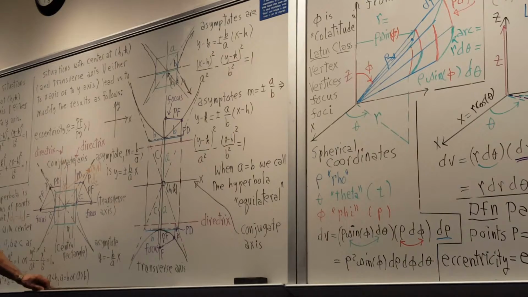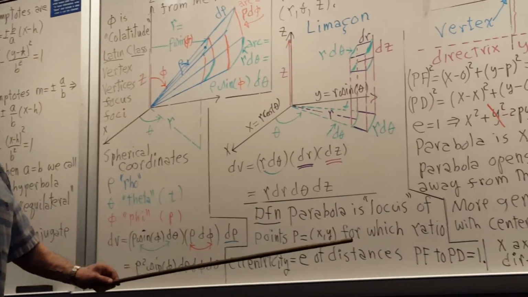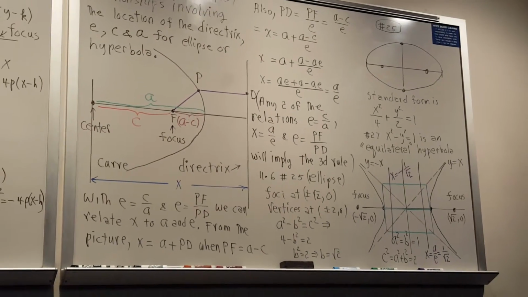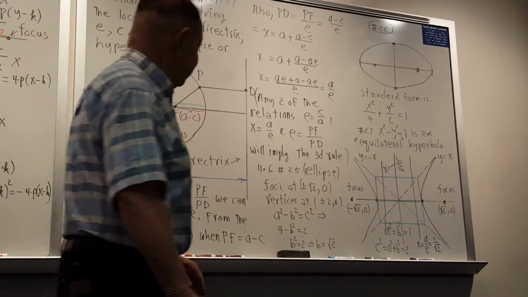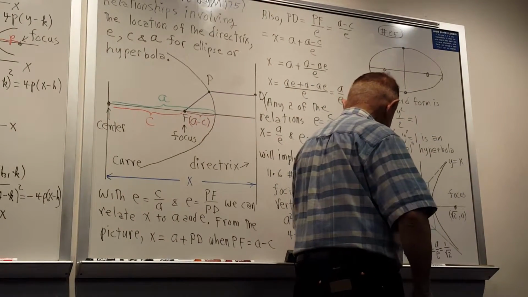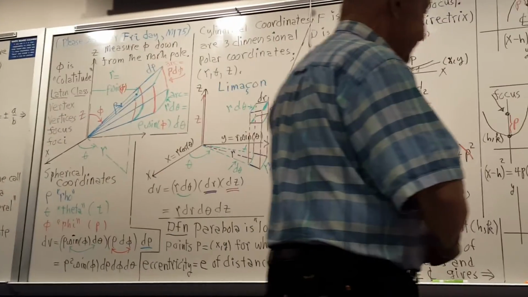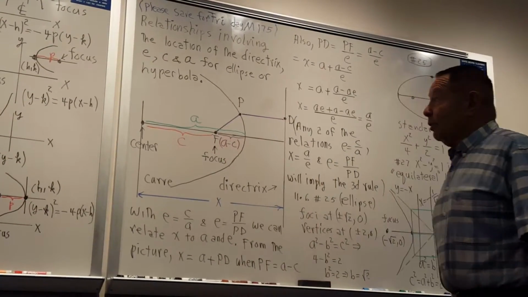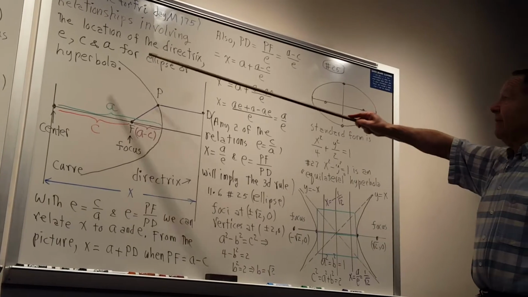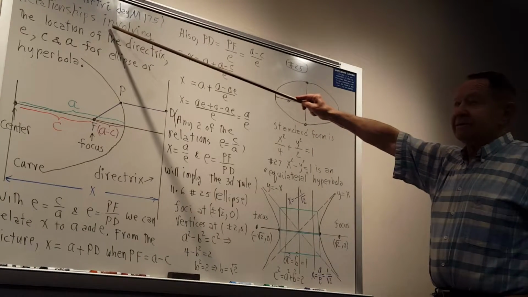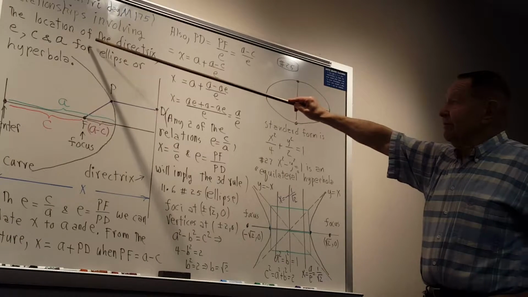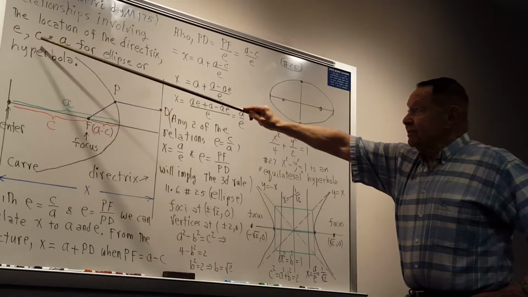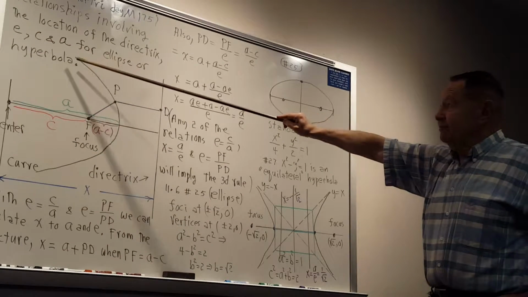Well, let's look at some pictures, and I have a couple of problems done. Let's see, one more thing to say before we do that. One more thing here. If we want, we can study some relationships that involve locating the directrix, the E, the eccentricity, the C, and the A for the ellipse or the hyperbola.